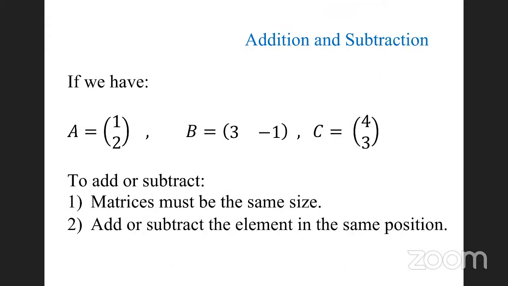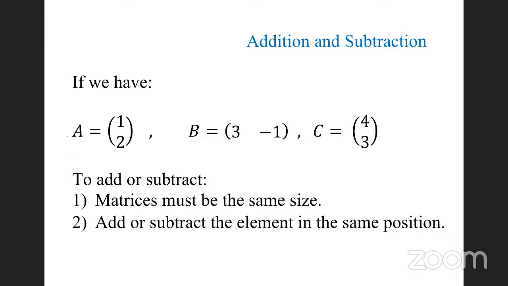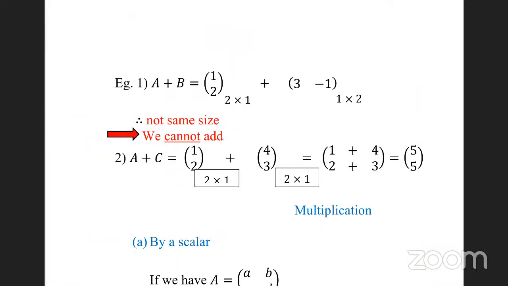How do we add matrices? They have to be the same size, and you add the similar elements. Can we add A and B? No, right? A is a 2 by 1, B is a 1 by 2. Can we add A and C? Yes. How do we add? Add the same elements: 1 and 4, 2 and 3. How do we subtract? Same thing: 1 minus 4, 2 minus 3. Right here, you'll see an example for each one.